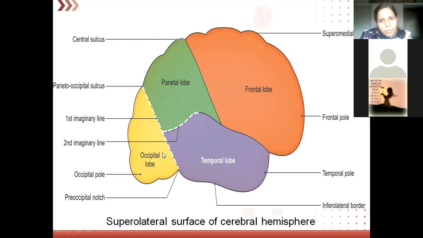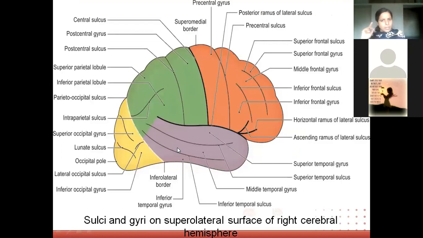Now, in each lobe, we have certain sulci and gyri. This picture looks very complicated, but I want everyone to practice this diagram. I'll explain this very slowly. You need not worry at all. The orange-colored lobe that has been shown is the frontal lobe. Whatever depressions are there are called sulci, and the areas in between depressions are called gyri. So let us name the sulci. Sulcus is singular, sulci is plural.